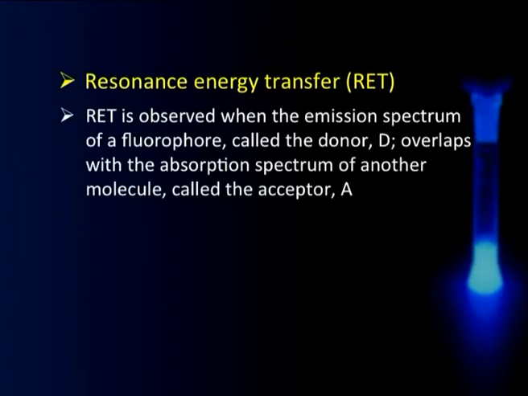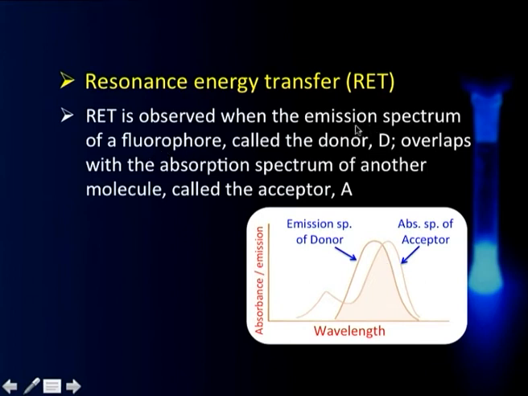The second mechanism is called resonance energy transfer, RET. It is a very typical kind of process. There are two kinds of molecules we have. One is a molecule having a fluorophore, that means a molecule which can undergo fluorescence. This molecule is my donor here. And then we have another molecule which is an acceptor. The requirement here is that the emission spectrum of the fluorophore, called the donor, should overlap with the absorption spectrum of the other molecule, called the acceptor.